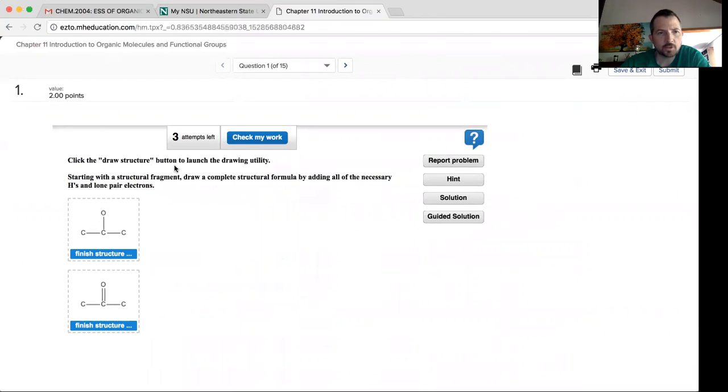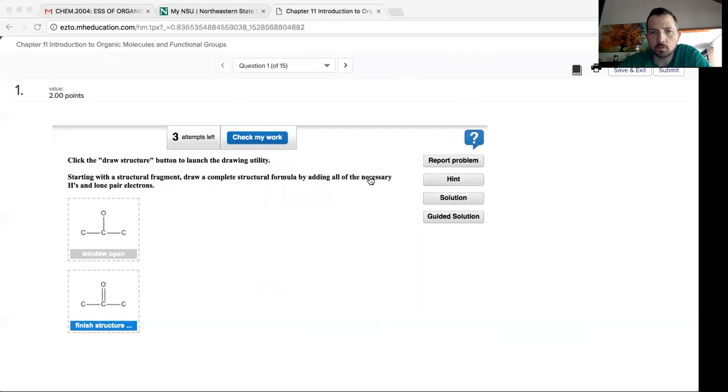So click the draw structure button to launch the drawing utility. So I need to finish the structure. And one of these has a single bond, the other one has a double bond here. So let's finish this structure. I have to add atoms and lone pairs. And so each carbon should have 4 bonds to it.